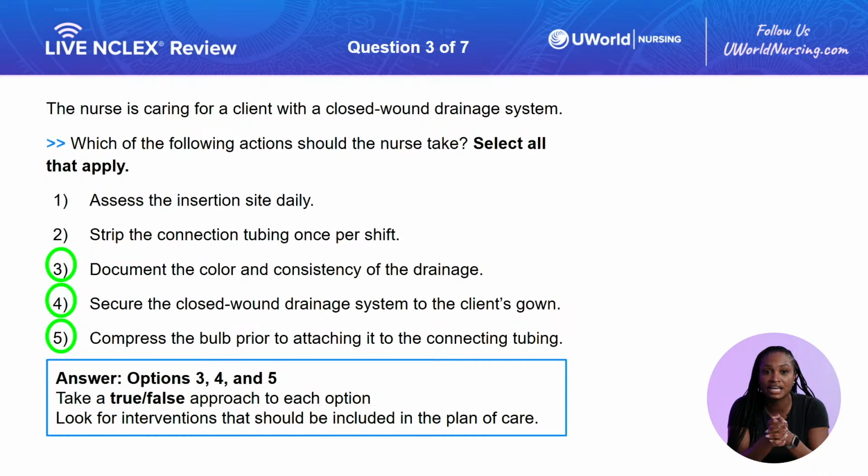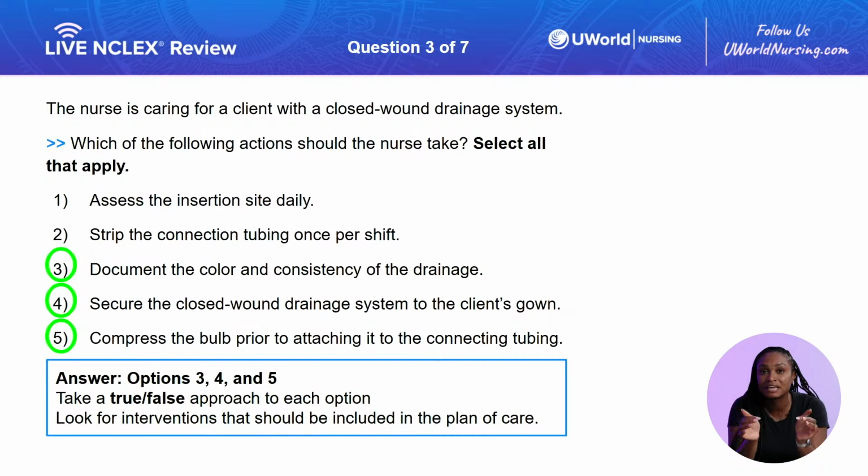Option 1, assess the insertion site daily. A lot of you guys got tripped up on this one because yes, we want to assess it daily, but actually way more than daily. You want to be assessing it frequently, usually a couple times per shift, to make sure it's not dislodged, make sure that there's no signs of infection. You want to put your eyes on it very frequently because this is a foreign object that is in a client's body. So assess it more than daily.